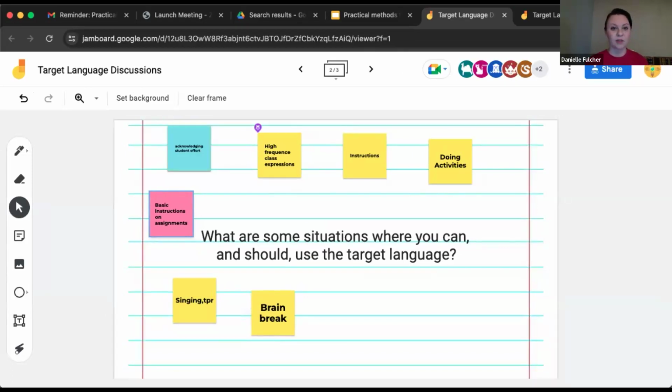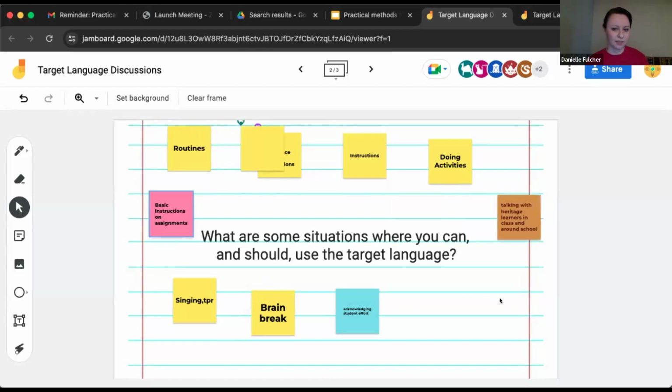Acknowledging student effort, that is a great one. I was right, muy bien, my assignments. Bonding with heritage learners, yes. In class and around the school, making them feel included and acknowledged outside of the classroom. Very important.